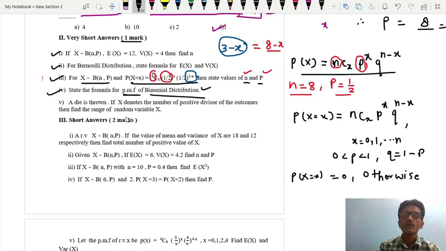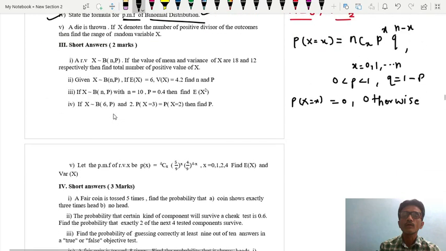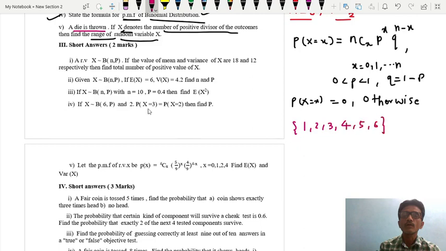The next question is question number 5. A die is thrown and x denotes the number of positive divisors of the outcome. Then find the range of random variable x. So our x is the number of positive divisors of the outcomes. When a die is thrown, the outcomes are 1, 2, 3, 4, 5 and 6. These are the possible outcomes.